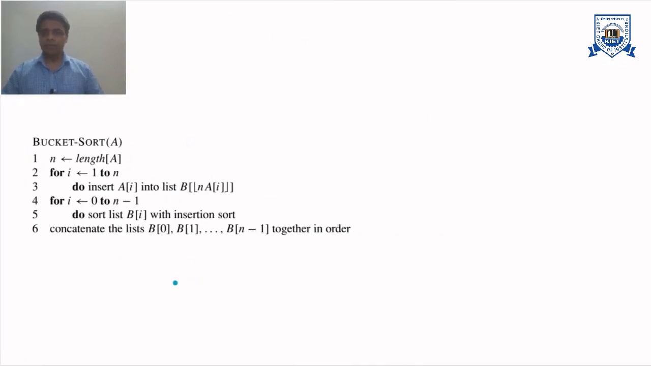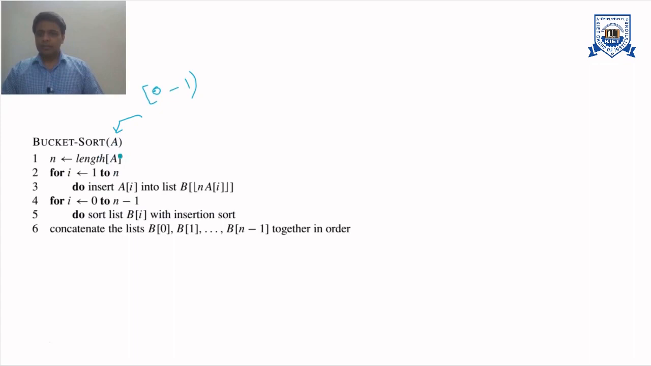So this is the algorithm of bucket sort. A is a list of numbers, and all the numbers are between 0 and 1. 0 is closed and 1 is open. That means 1 is not included in your data and 0 could be included in your data. So every number which resides in the list A should be between 0 and 1. 0 is included, 1 is excluded.